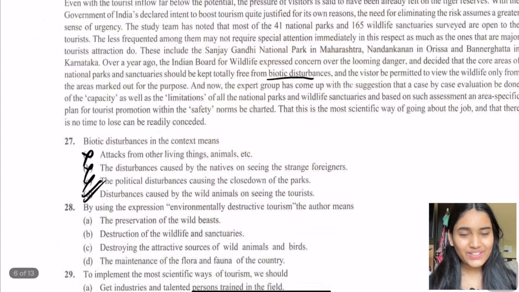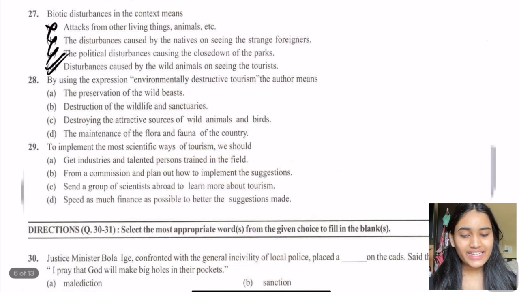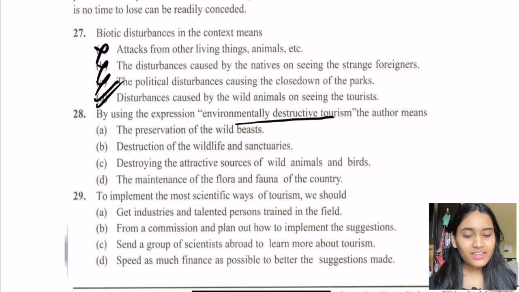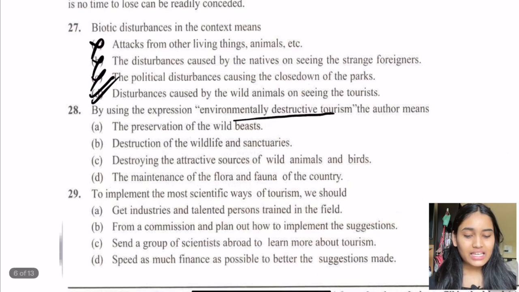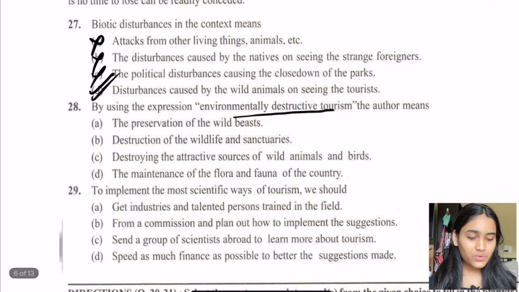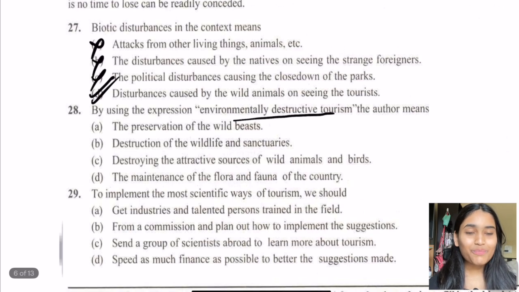Okay, let's move on to the next question number 28. By using the expression environmentally destructive tourism, the author means A. The preservation of the wild beasts, B. Destruction of the wildlife and sanctuaries, C. Destroying the attractive sources of wild animals and birds, or D.